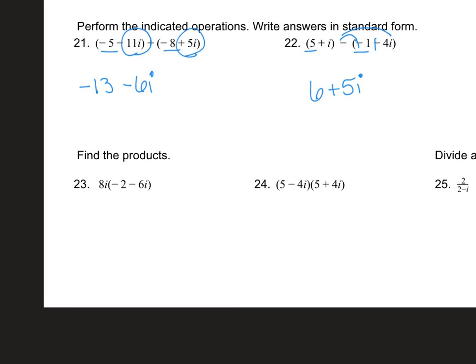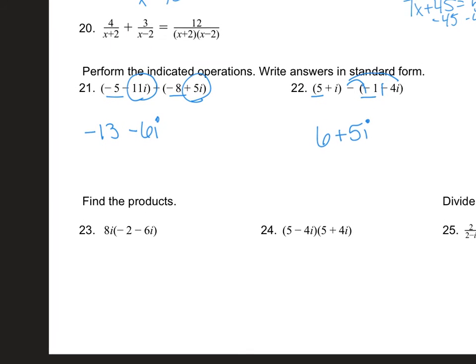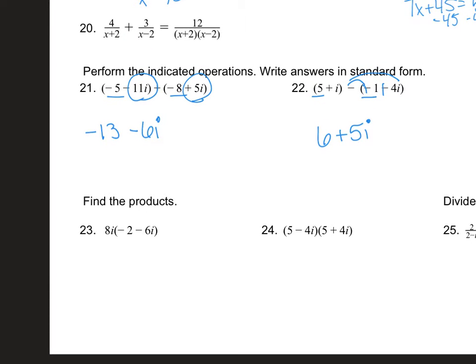Find the products. Oh, let's go back to here. I thought, is that a plus or was that a negative? Let me erase this. Oh, it was a plus. I was right. Okay. Find the products.